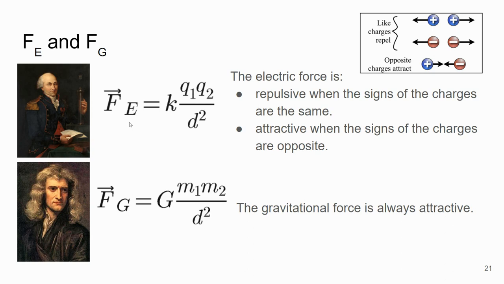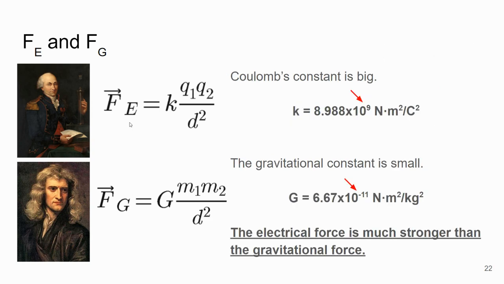Something about the electric force compared to gravity is that the electric force is sometimes repulsive and sometimes attractive. If your charges are the same, you get a repulsive force. If your charges are opposite, you get an attractive force. Gravity doesn't work that way. Gravity is always attractive because mass is always positive. You can't have a negative mass, although you can have a positive or negative charge. So this is one way Coulomb's force and the gravitational force differ.